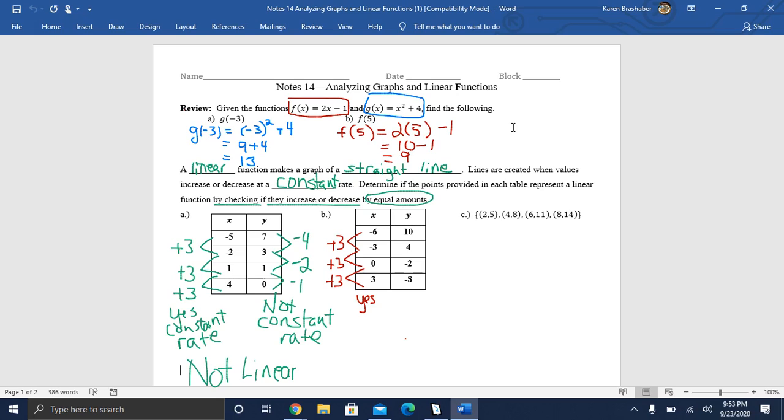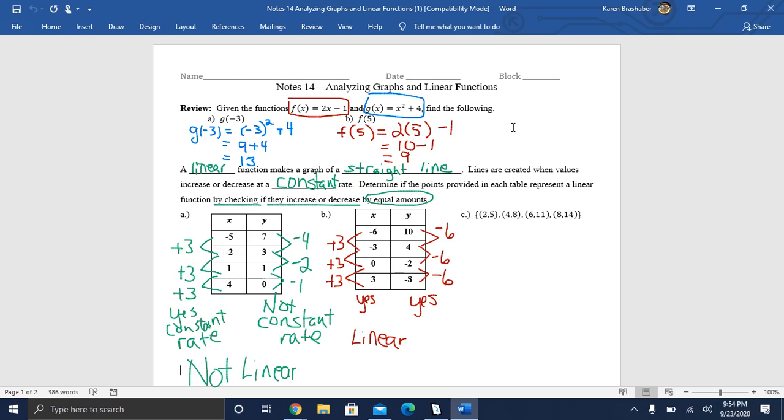We'll look at our y's and see if they also go at a constant rate. So 10 to 4, that's down 6. 4 to -2, 4 minus 6 would be -2. And -2 to -8. -2, if we go down 6, we would be at -8. So this also is a constant rate. Since both of them are constant rates of change, then we have a linear function. So this one, if we were to graph it, would make a line.